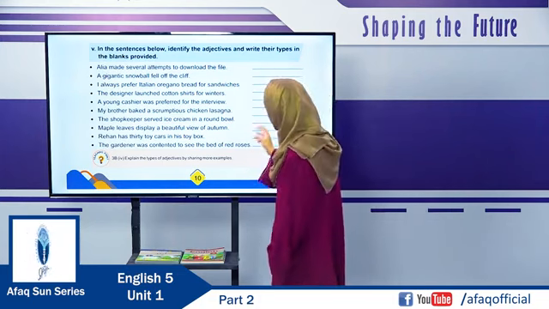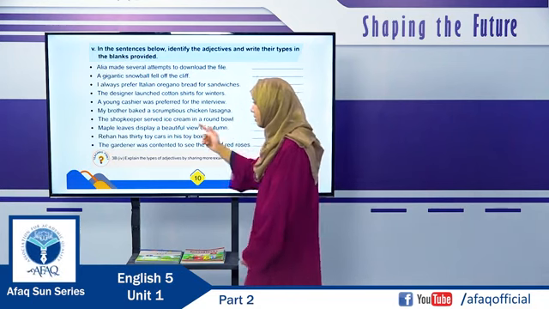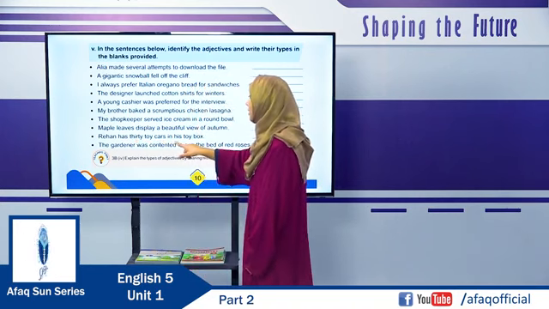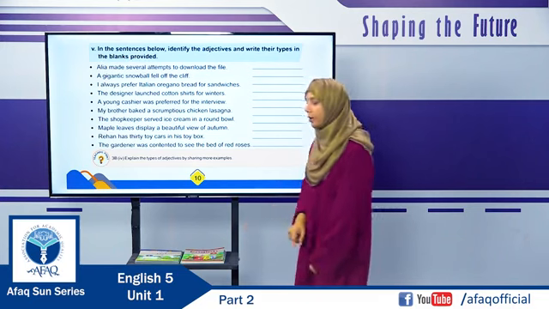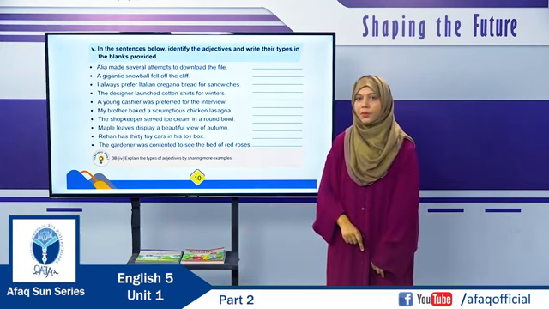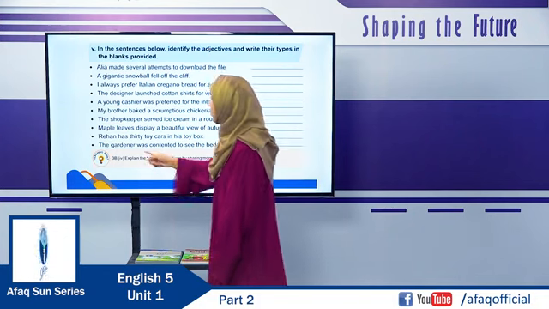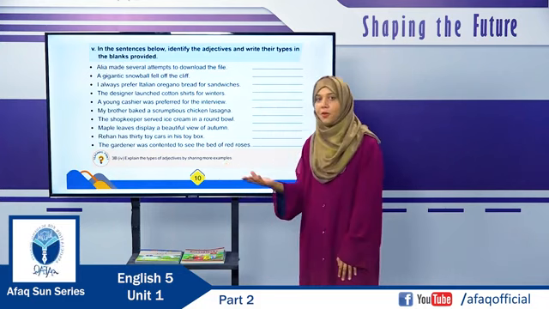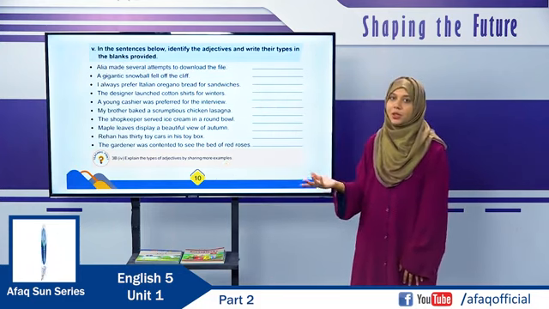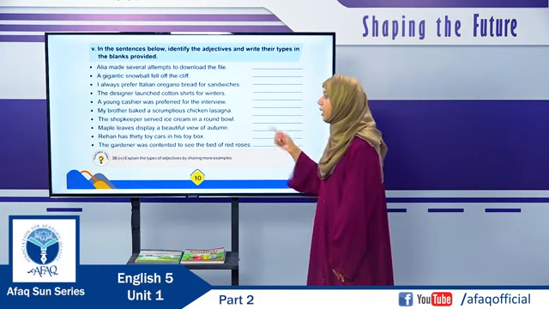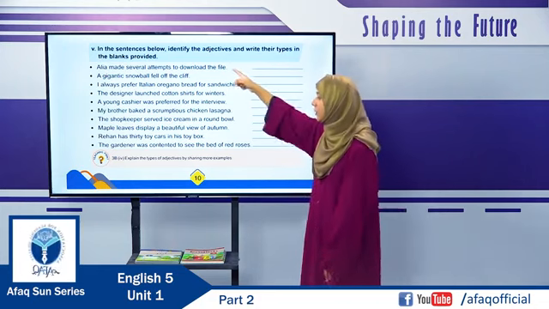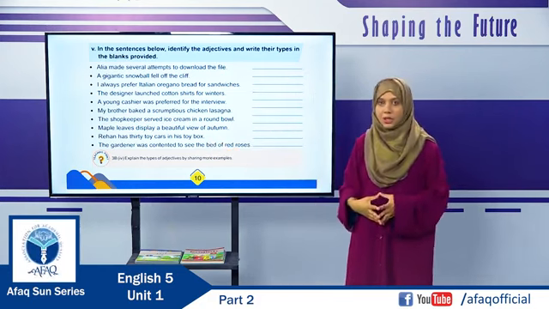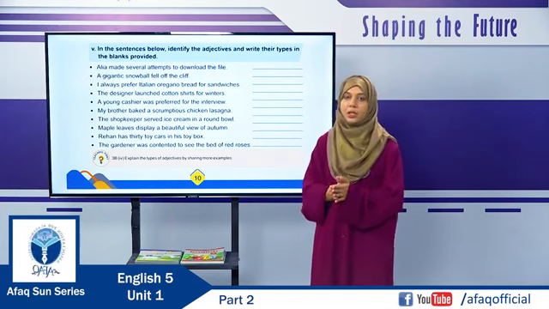Now let's look at another random sentence. Okay, this one. Rehan has 30 toy cars in his toy box. Okay. Which is the adjective here? Yes, the adjective is 30. And this is also an adjective of quantity. So we have underlined 2 adjectives of quantity in the first sentence and in this second last sentence. In the same way, you have to underline the adjectives in the rest of the sentences and write their types.